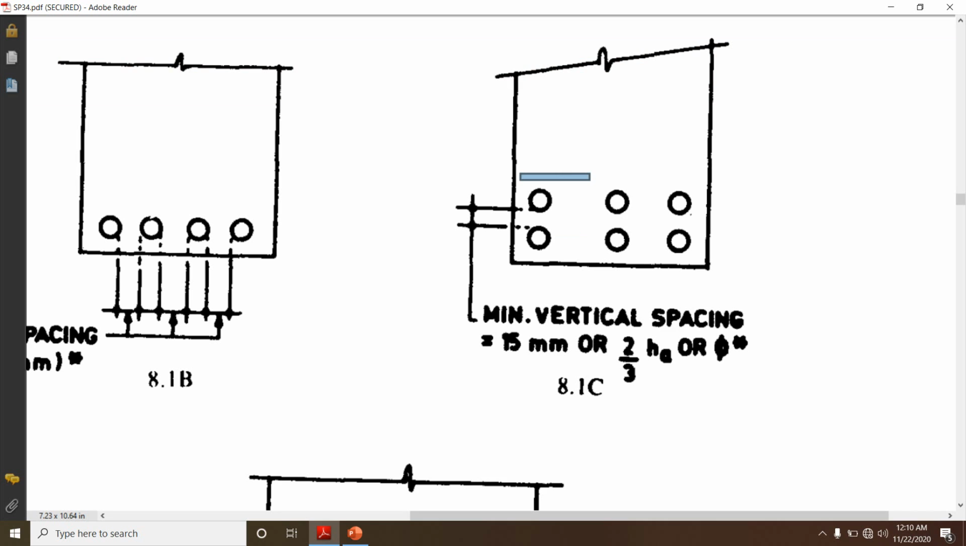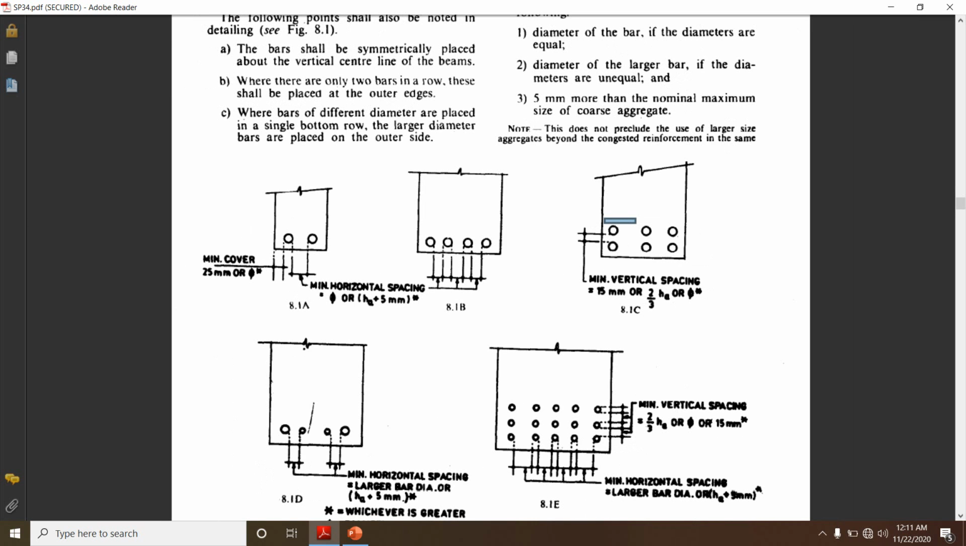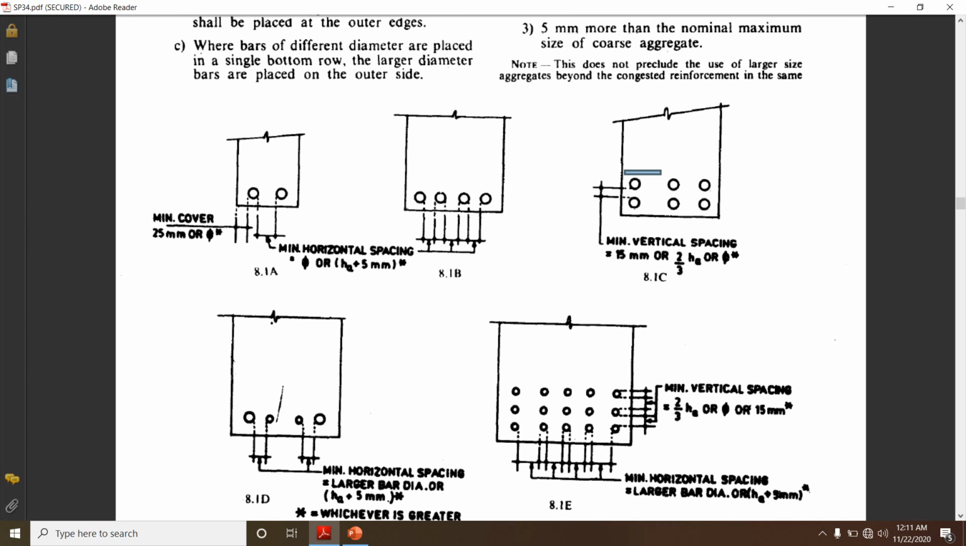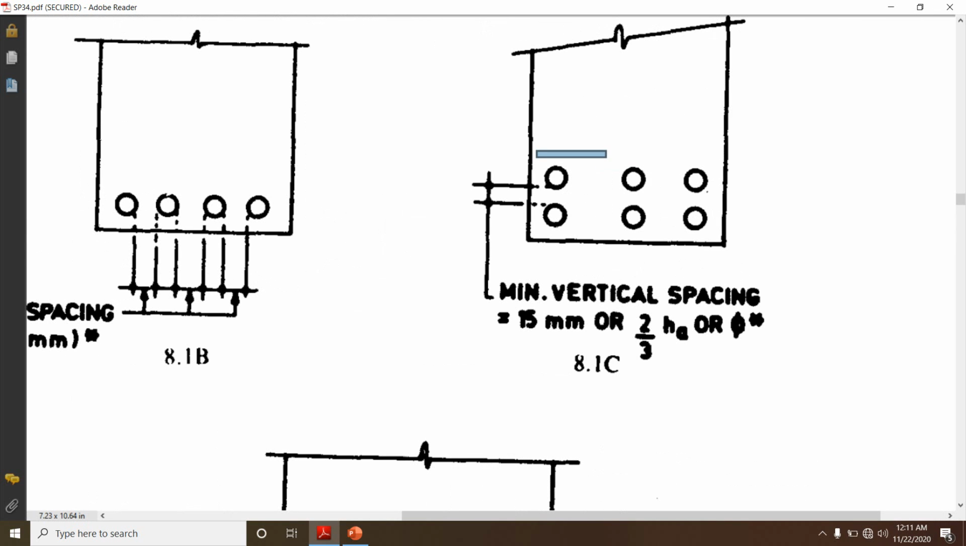two layers, the spacing between these two has to be either 15 mm, or 2/3 of Hs, that is nothing but the nominal maximum size of the aggregate, or phi, that is nothing but the diameter of the bar. They have given a star mark, that means whichever is greater. So out of these, whichever is greater, that much has to be the minimum vertical spacing between these two bars.